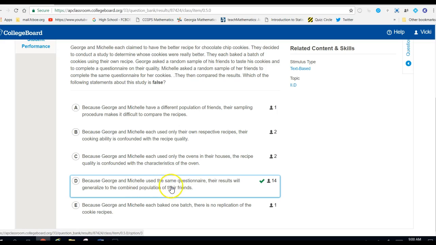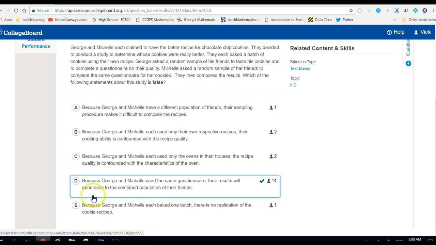D, because George and Michelle use the same questionnaire, the results will generalize to the combined population of their friends. This is false. So let's talk about what would need to happen here. If you're going to generalize your results back to the population of interest, you must randomly select from the population of interest to get your sample to do the survey. They did not do that. They did a variation of that from their respective populations.